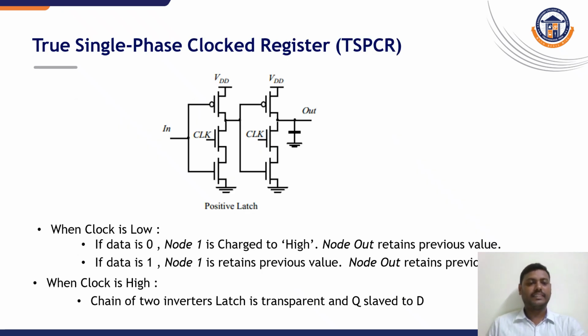Then another version is a true single phase clocked register. When the clock is low, if data is 0, node 1 is charged to high, and node out keeps its previous value, because there is no signal to propagate the data from the master to the slave. If the data is 1, node 1 retains its previous value, and node out also retains its previous value. When the clock is high, the chain of two inverters latch is transparent and Q follows D.